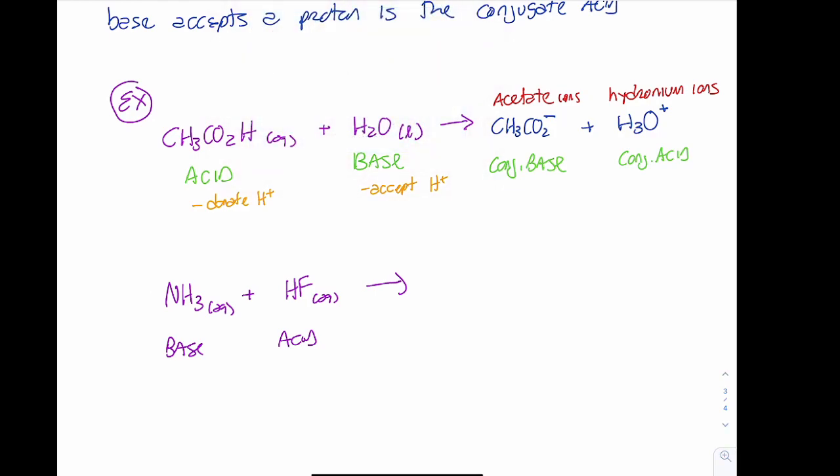Alrighty, so my base is going to accept that proton again, so NH3 becomes NH4 plus. My acid is going to donate that proton, right? It gave it to ammonia. That's where that proton came from, which means I'm left with F minus. This is my conjugate acid, and this is my conjugate base.